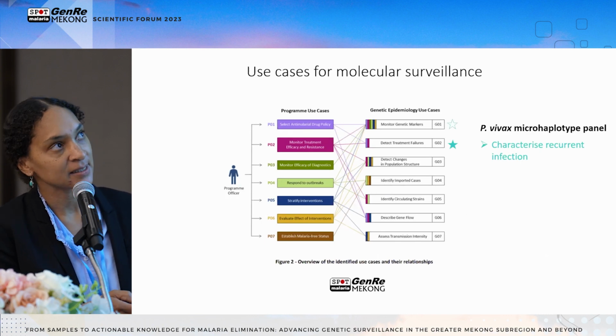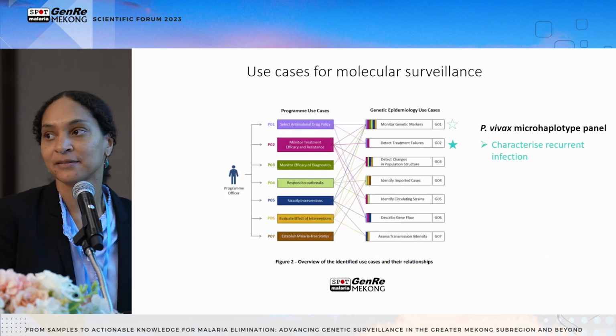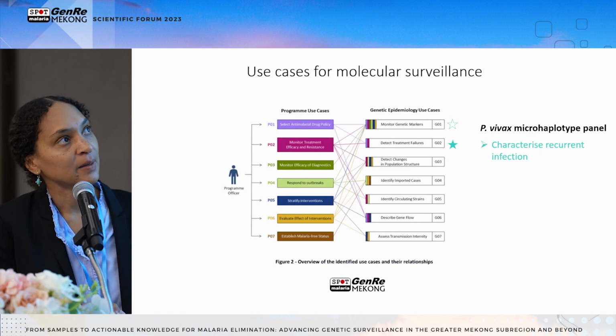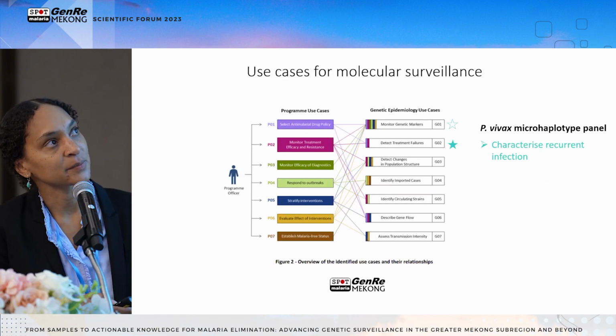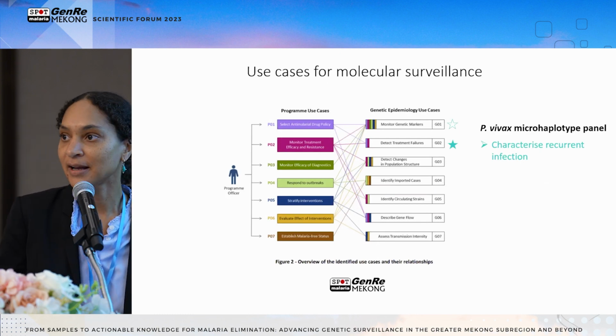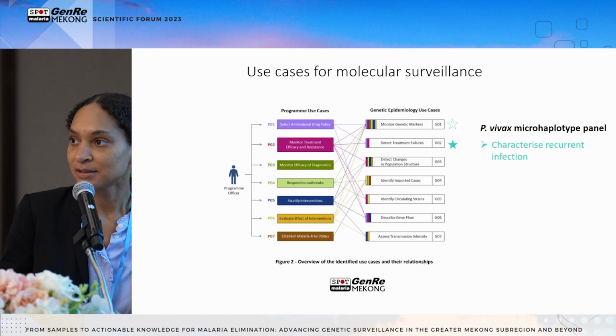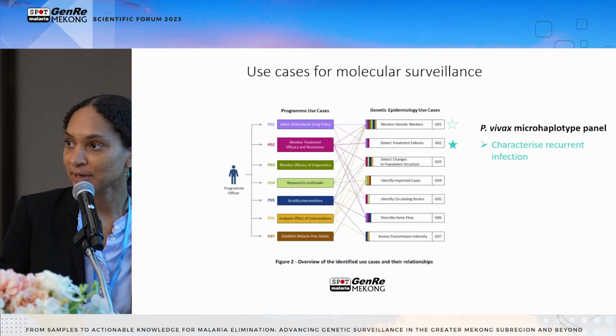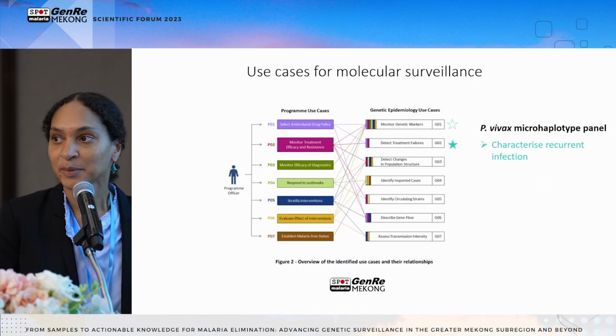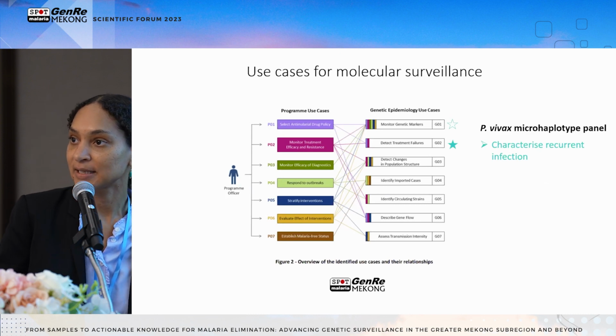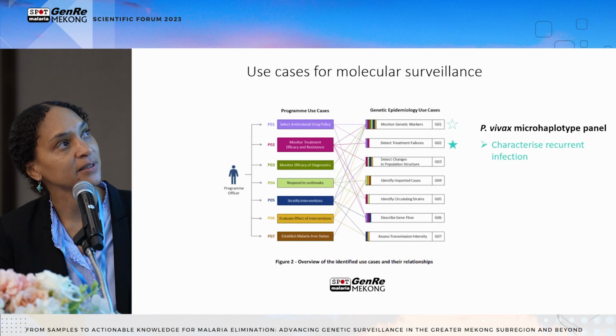And I've got an open star here because even though we don't have effective molecular markers, these two are somewhat connected, because if we can't actually define recurrent infection very well, so discriminate recrudescence from relapse and reinfection, then it's going to be really difficult for us to evaluate any new candidate markers or detect new resistance markers.